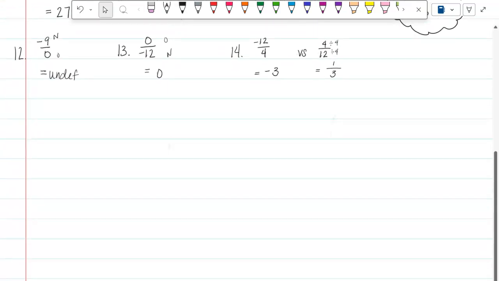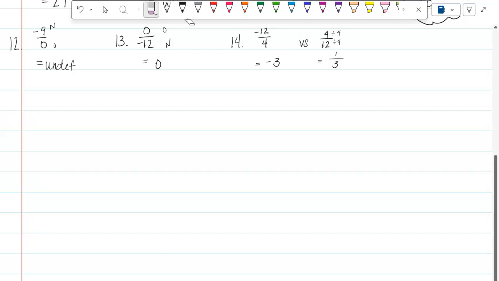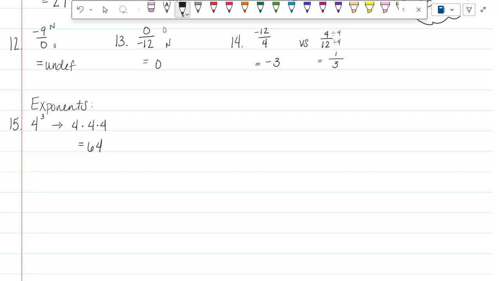All right, next up, we've got exponents. Example number 15. Let's write down 4 cubed. Really, this just means 4 times 4 times 4. 4 times 4 is 16, multiplied by another 4 is 64, and that's our final answer.